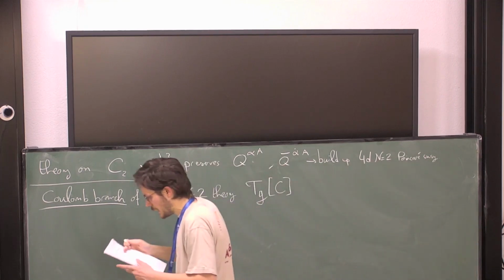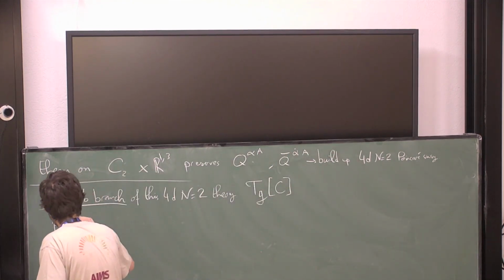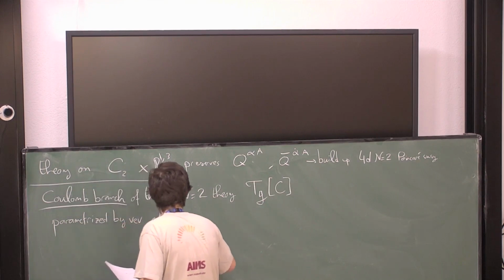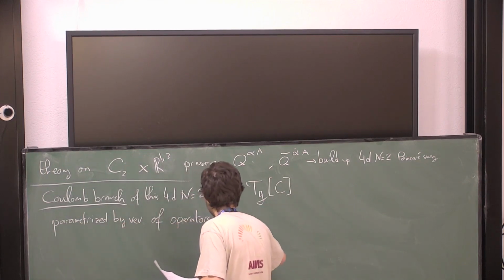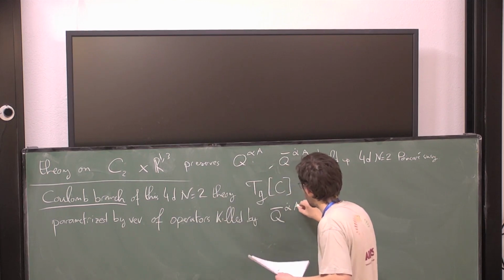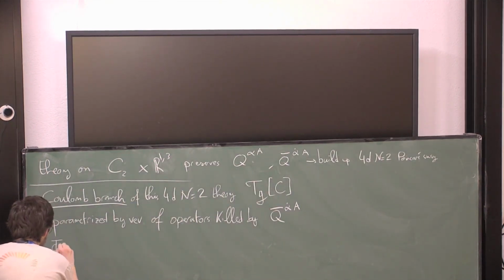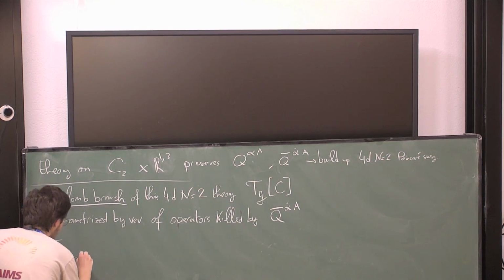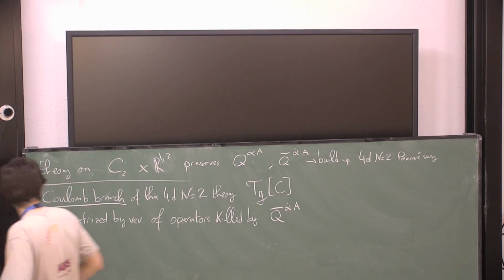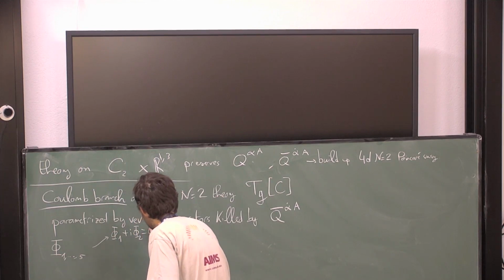There are actually also Higgs branches and so on. I'm going to focus on Coulomb branches. These are vacua parametrized by VEVs, vacuum expectation values, of operators killed by Q-bar alpha-dot A. So they're chiral operators. And if you look at the scalars phi, remember we had phi 1, 2, 3, 4, 5, which transformed in the vector representation of SO(5). It splits into those that transform under SO(2) and those that don't. And so it splits into phi 1 plus i phi 2, which I'm going to call phi_z.